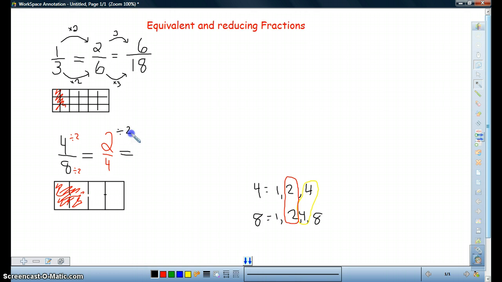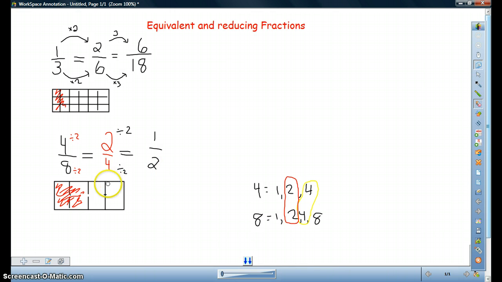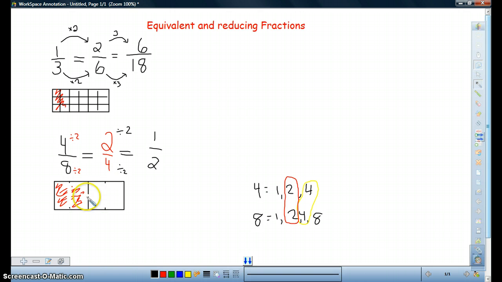And I'm going to have to divide by 2 this time because now I'm looking at these ones. Again, when I do the top, I'm going to do the bottom, and I have 1 over 2. And had I gotten rid of this line, there's 2 overall pieces. And one of them is colored in red.